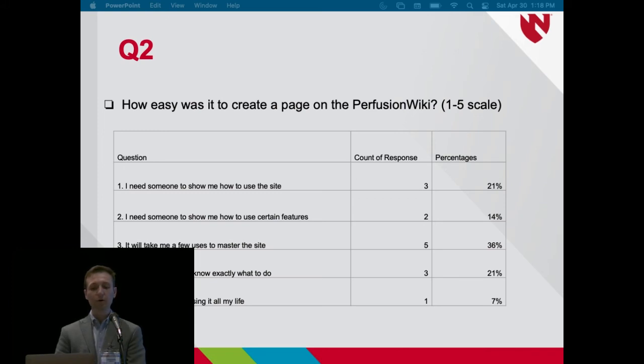The most common one was it'll take a few uses to master the site, and I think this is expected. It's a new piece of technology that most people have no history with. Some people needed more time to learn how to use the site, maybe a demonstration, and some people felt confident that they could use it right away.